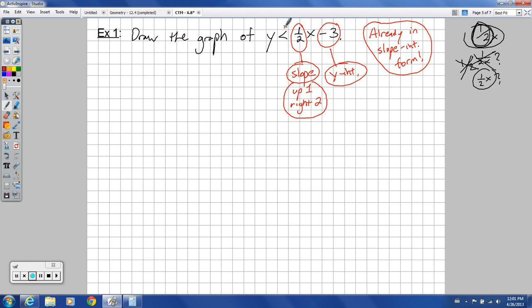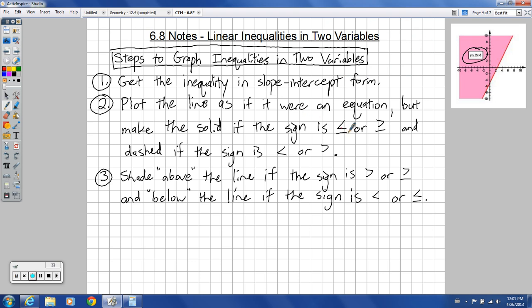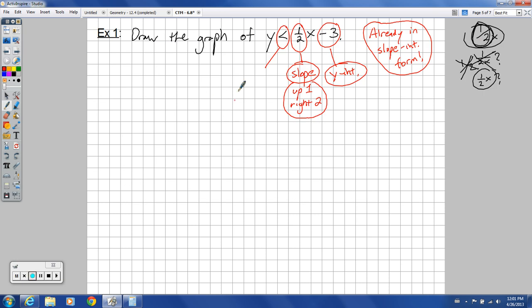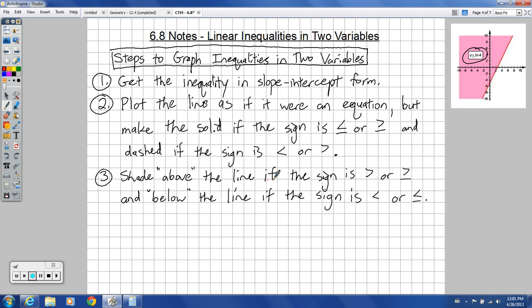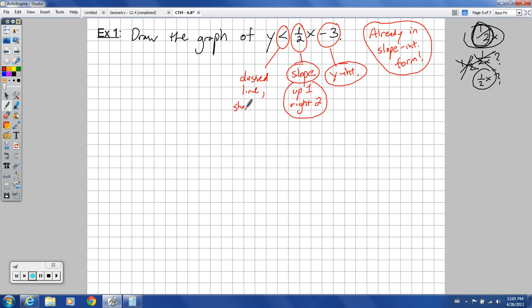And then with this, if we look back at our steps here, if it's not or equal to, it's going to be a dashed line. And so let's just make a note of that. It's going to be a dashed line. And we're also going to shade, because it's less than, look at step 3 here, we're going to be shading below. So we're going to shade below.